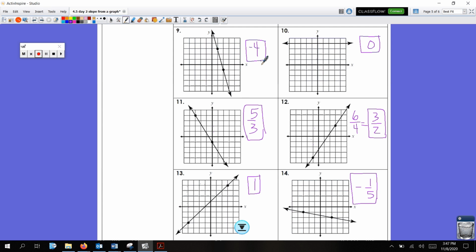Okay, for number 9, you should have got negative 4. Number 10 is 0. It's a horizontal line. Number 11 is 5 over 3. But it's negative. Come on now, you silly bean. Number 12 is 3 over 2. If you had 6 over 4, you would lose points because it's not reduced. In number 13, you had a vertical rise of 7 and horizontal run of 7. 7 over 7 is 1. And number 14 is negative 1 over 5, or negative 1 step. If you got those all right, give yourself a pat on the back. You're amazing. Maybe give yourself a clap. Be happy, be joyful. Slope is not that hard.